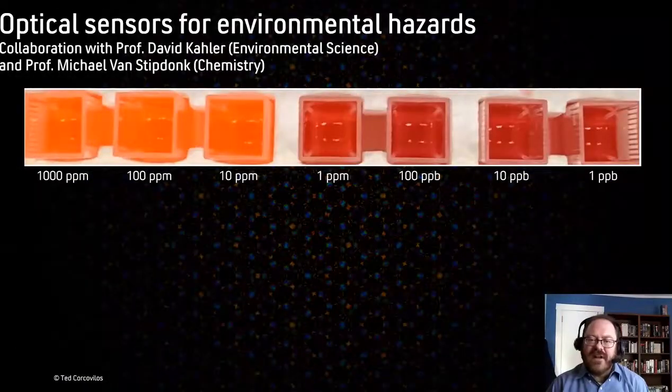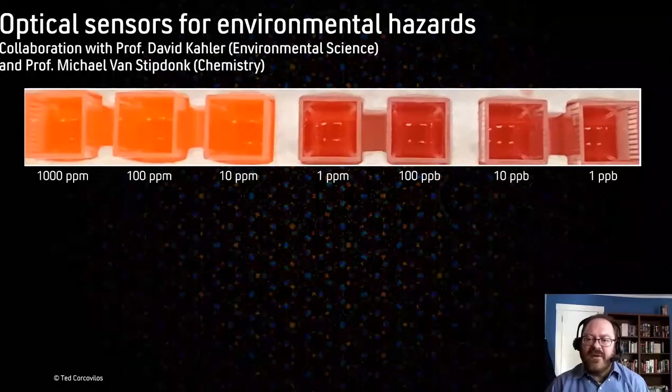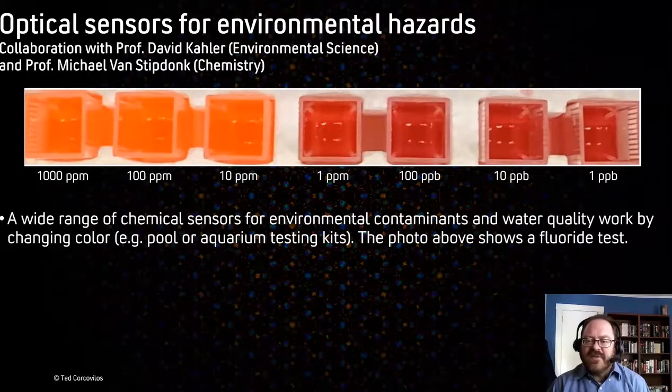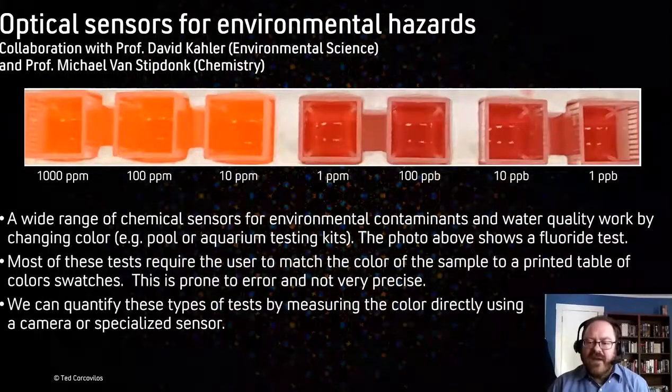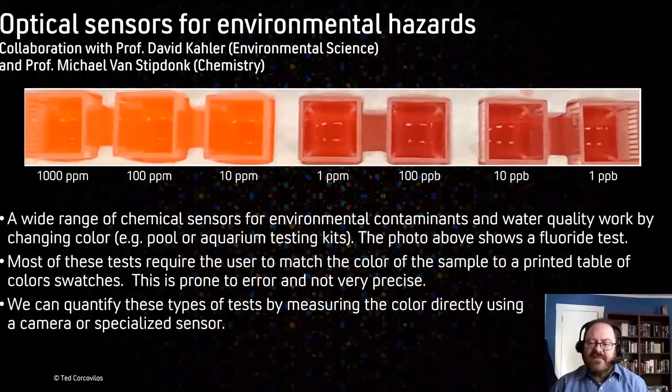The second project I'd like to discuss are optical sensors for environmental hazards. A wide range of chemical sensors for environmental contaminants and water quality work by changing color. For example, pool or aquarium testing kits. The photo above shows a fluoride test where you see several samples with different concentrations, and they change color as the concentration changes. Most of these tests require the user to match the color of the sample to a printed table of color swatches, and this is prone to error and is not very precise. What we can do is quantify these tests by measuring color directly using a camera or a specialized sensor.